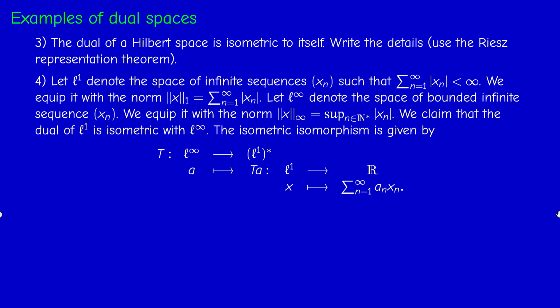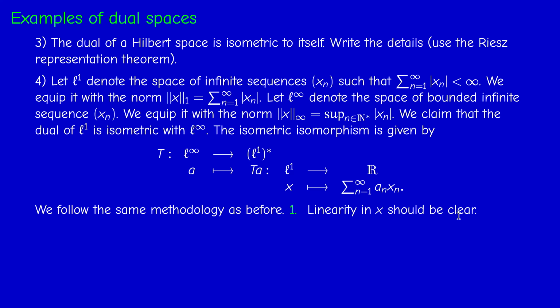Now, it's exactly the same procedure. We consider the operator T from L infinity to the dual of L1, that to each A associates a bounded linear map, that to each x associates this dot product. So we follow the same methodology. Linearity in x, so we need to check linearity in x because TA should really belong to L1 star, and of course this is linear because this is a dot product. But here continuity is less trivial because L1 is infinite dimensional.